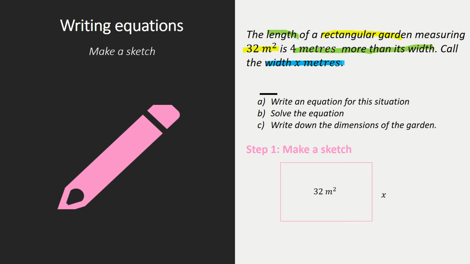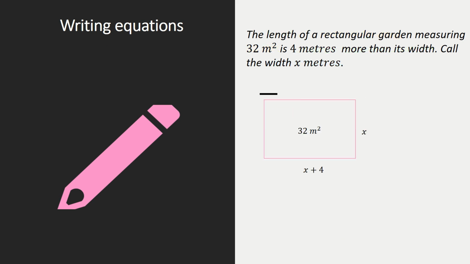So I now know that the width is x meters and I know that x plus 4 is the length. Because I know that the width is x and it's 4 meters more, that's why I did plus 4. Alright, so this is your sketch. And when we have a sketch, we can write an equation.